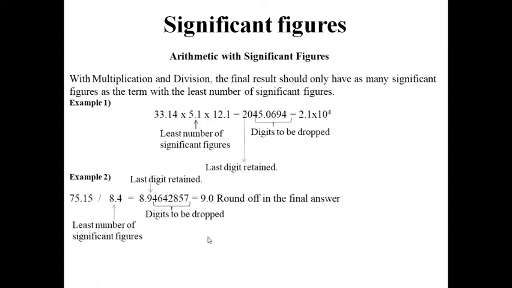Now, in the case of multiplication and division, you will find the least number of significant figures. Here, this one has four significant figures, two significant figures, and three significant figures. Two is the least one, so your answer will have only one decimal place. When you multiply these numbers, you will get this answer, and the least significance is up to one decimal place. That will be the answer of this question.